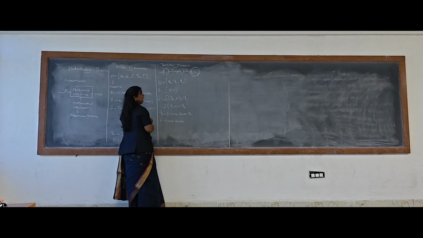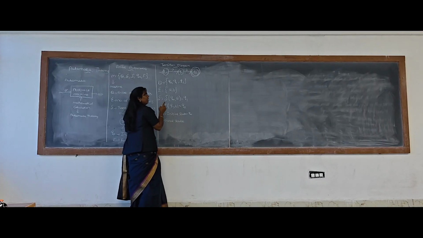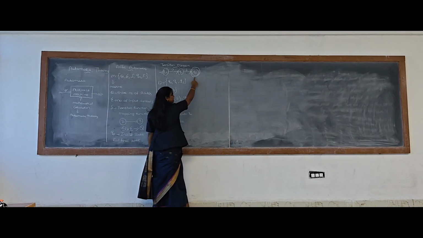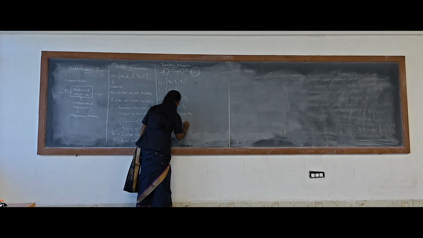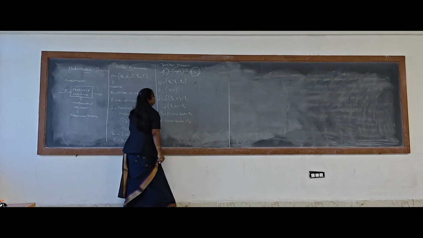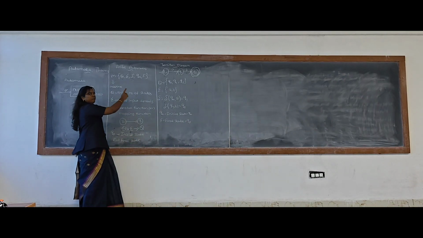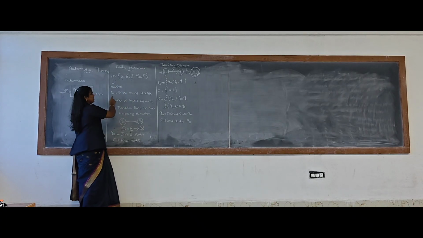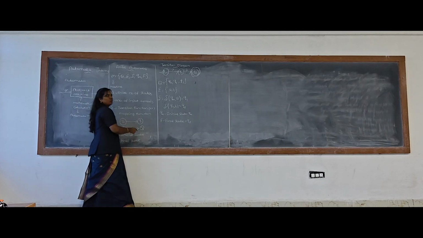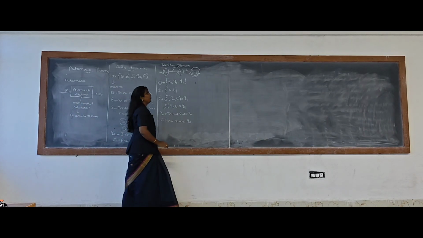So in transition diagrams, the final state will be marked by using this double circle. The double circle means that the state is called a final state. In this diagram, the final state is Q2. This is an example of finite automata, which means in finite automata we should have the 5 tuples: Q, sigma, delta, Q naught and F.